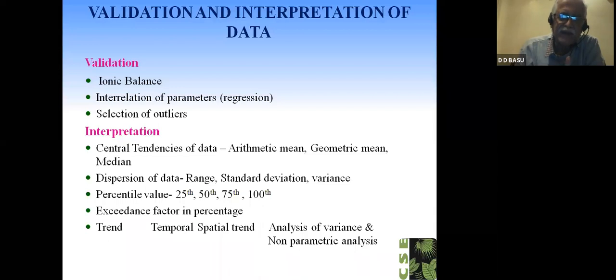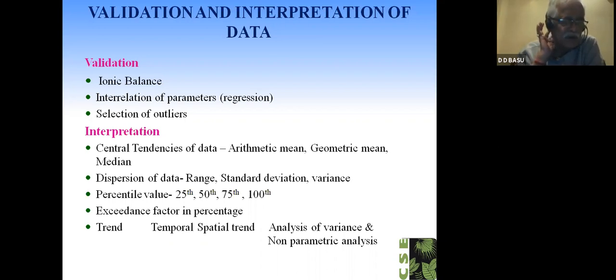So again, ionic balance, interrelation of parameters, selection of outliers. If you have a good, long-term database, you can see the mean plus or minus 4 sigma. If it is more than that, it is an outlier. You cut it, right? For general interpretation, you have arithmetic mean, geometric mean, and median. Arithmetic mean and median are sufficient. And dispersion of data: what is the range, standard deviation, and variance? If standard deviation is very high, then you will know your frequency must be checked.